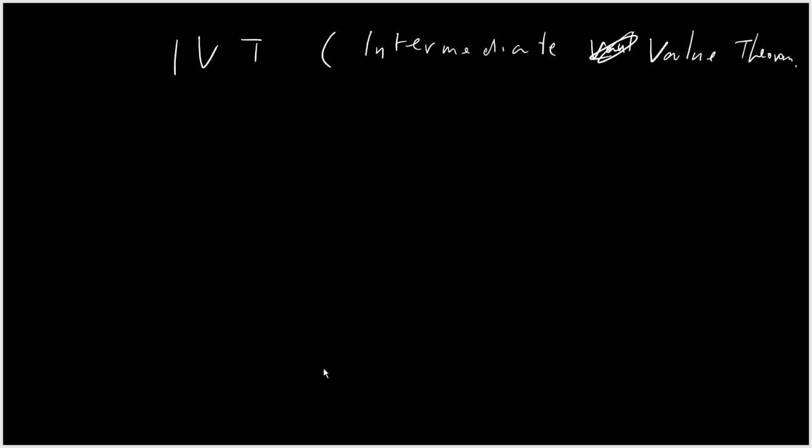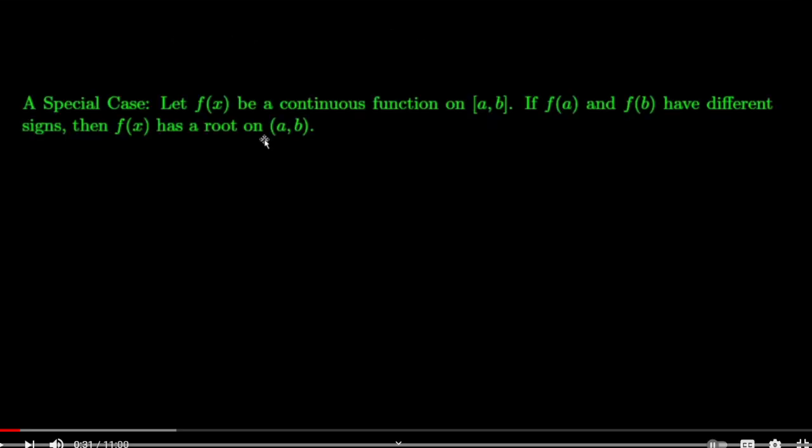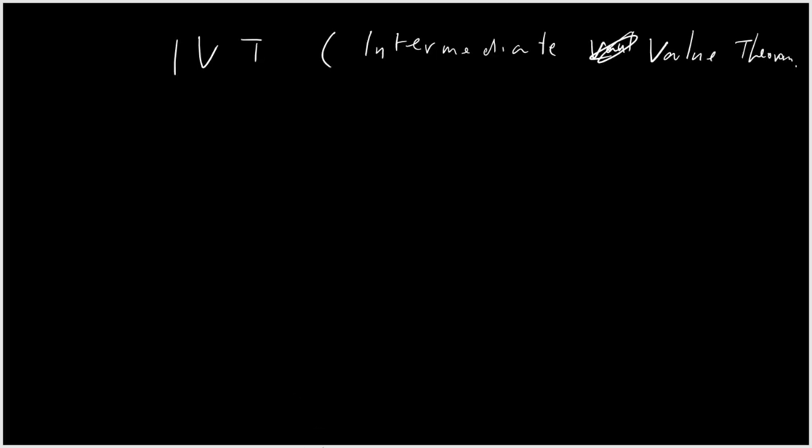Okay. You look at the statement of IVT. Two conditions: the function is continuous on the closed interval, and the other condition is the function has different signs at a and b. I mean, the value of the function at a and the value of the function at b have different signs. Under the two conditions, you can conclude the function has at least one root on the interval from a to b.